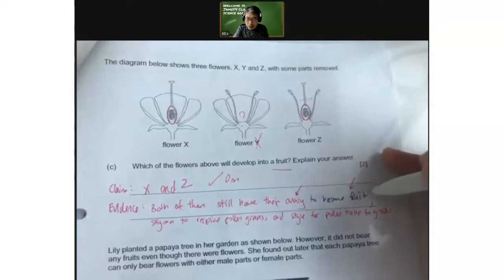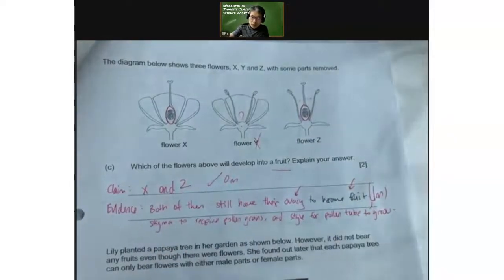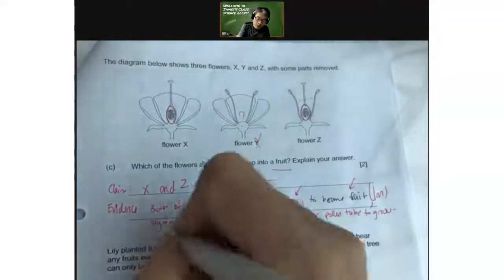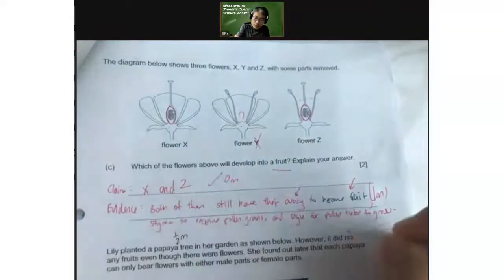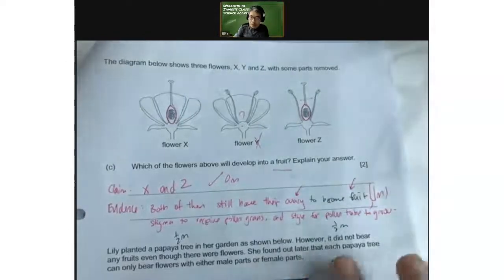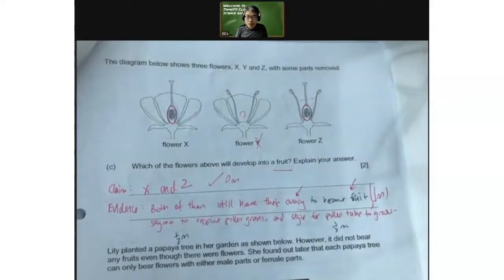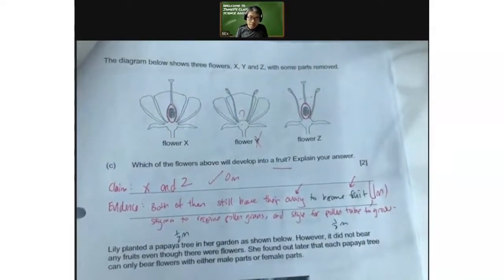Okay, they must have the ovary to become a fruit, 1 mark here, and for the other two, half mark for mentioning there must be the stigma to receive pollen grains, and half mark for having the style for the pollen tube to grow. All three parts must be there. Next, let's go on to this.